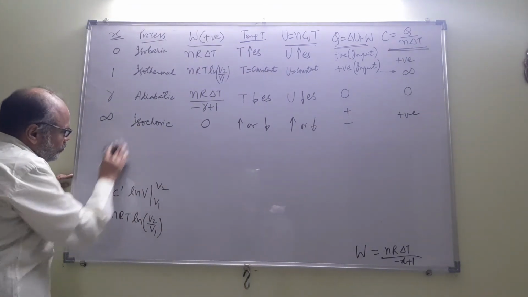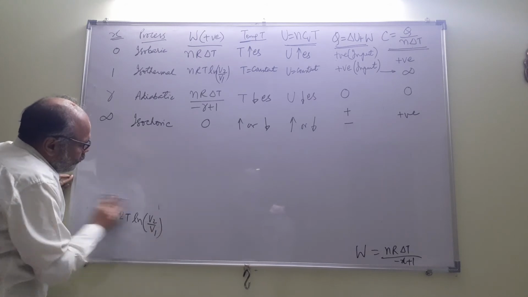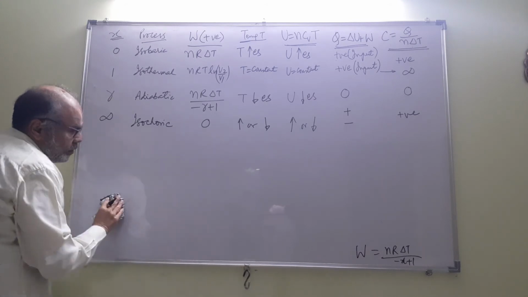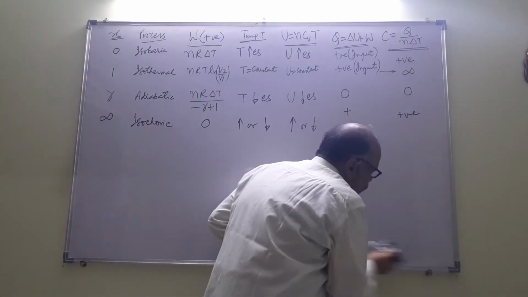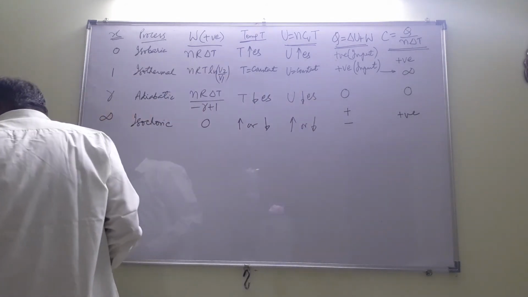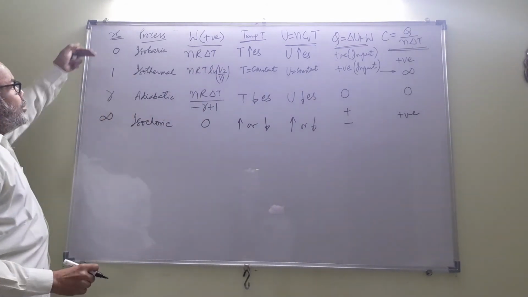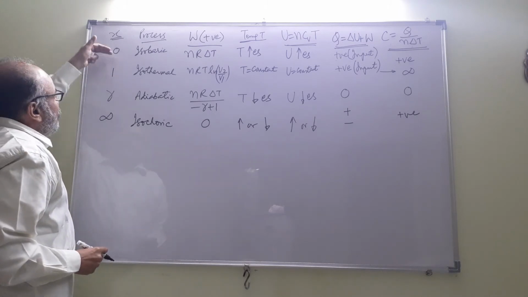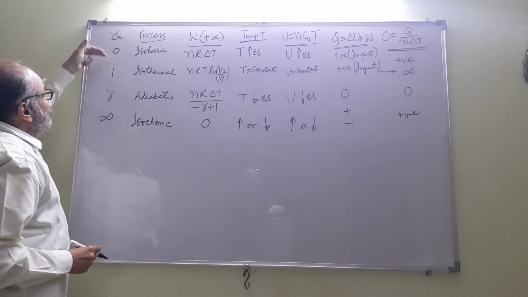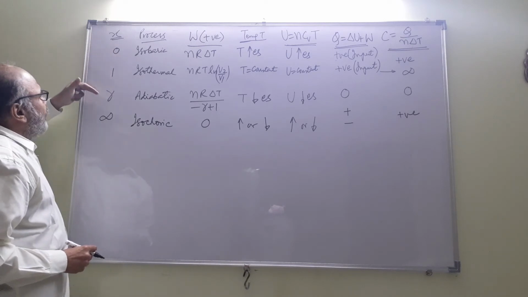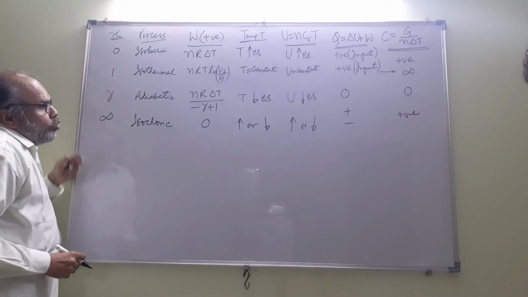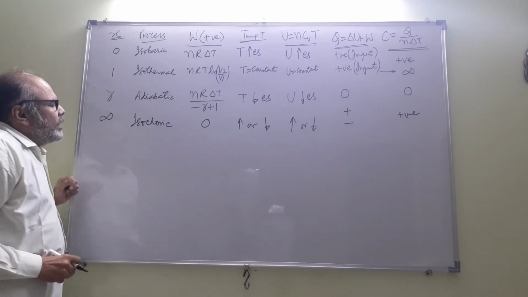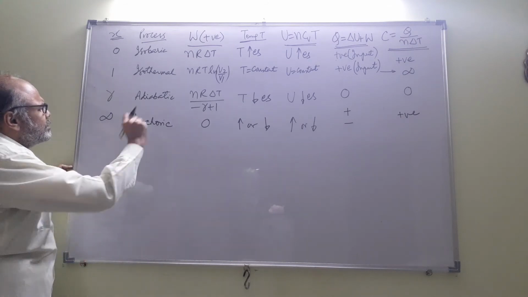Now, we wish to see the specific heat capacities for intermediate values. What is the specific heat capacity for intermediate values between 0 and 1, between 1 and gamma, between gamma and infinity? What are the specific heats? We would like to see this.